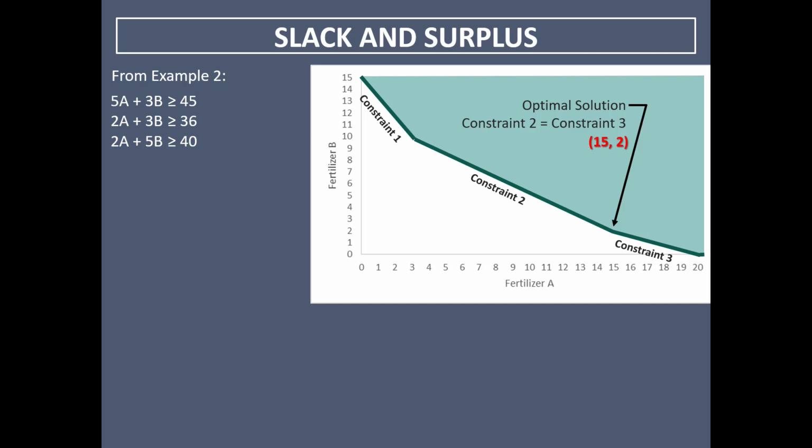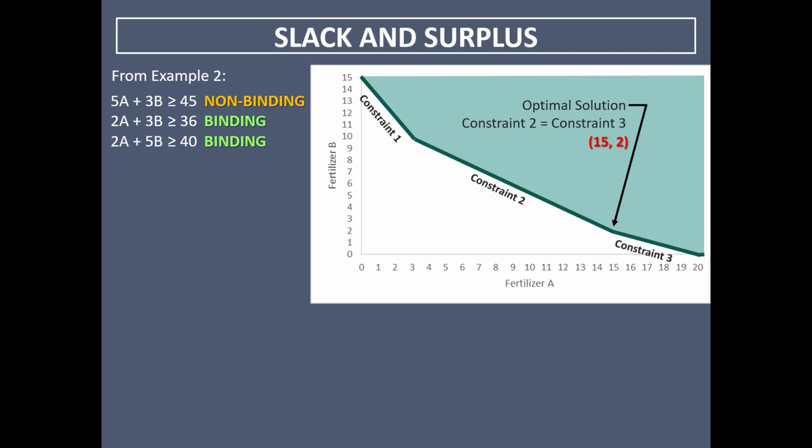So in this case, constraint 1 was not at the intersection point of my optimal solution. It would be considered a non-binding constraint. Constraint 2 was involved at the intersection point of the optimal solution, so it is a binding constraint. Similarly, constraint 3 was involved at the intersection point of the optimal solution. So it too is a binding constraint.